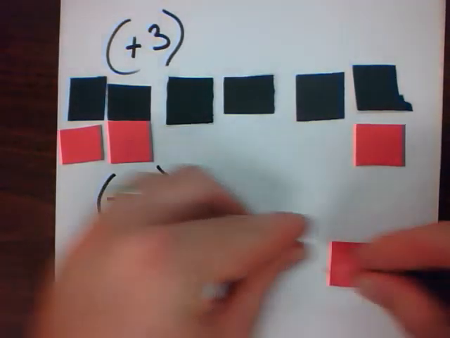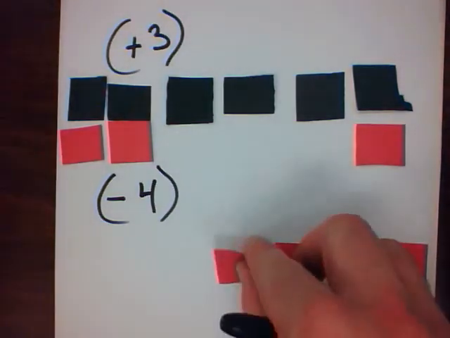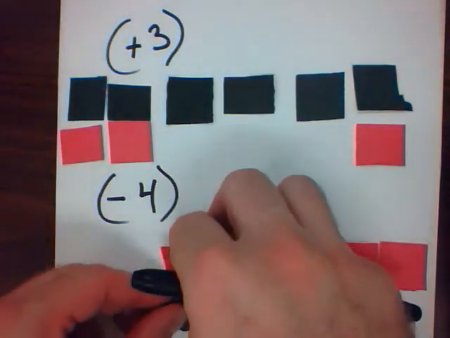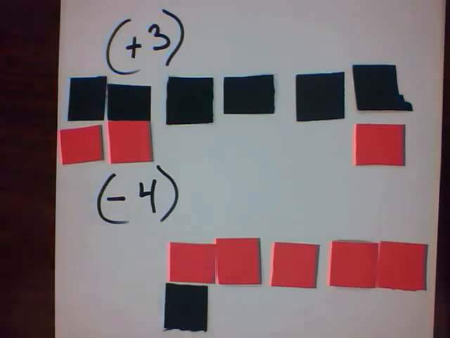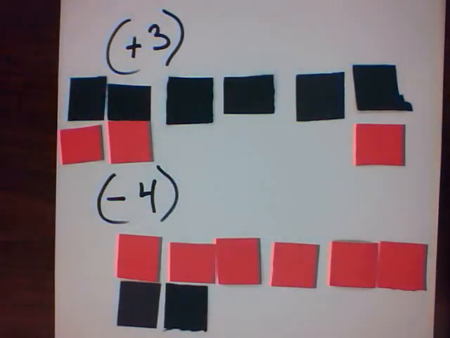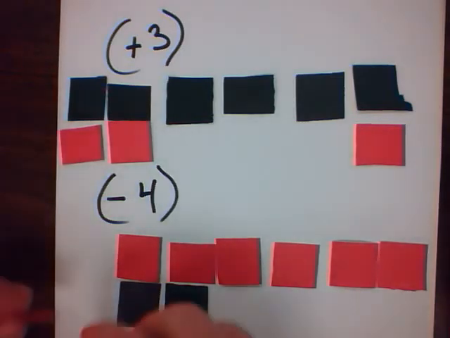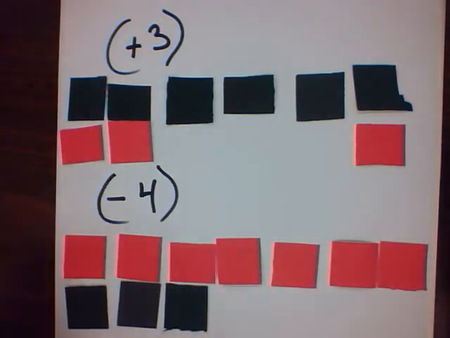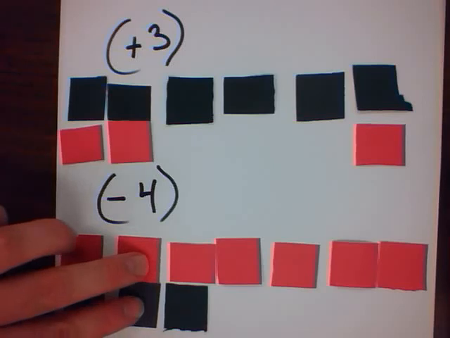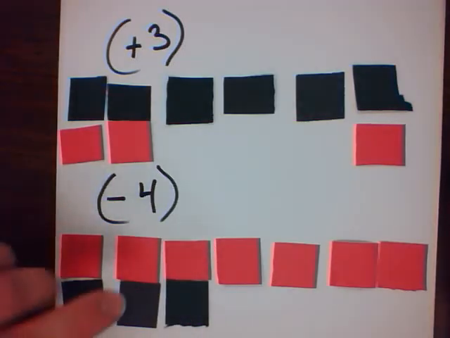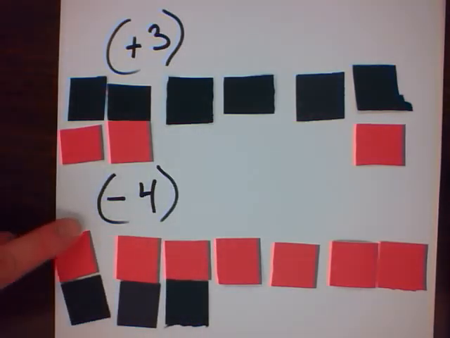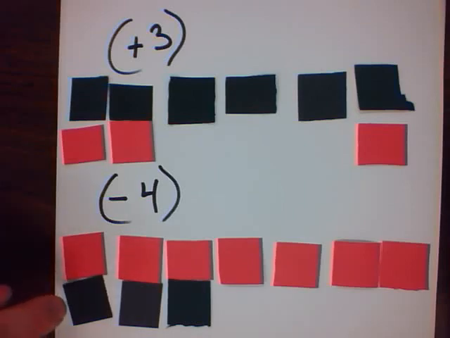If I have my negative 4 that I start with, once again, this is still negative 4. This is still negative 4. And this is still negative 4 because these are zeros. And we're going to come back to this topic later on in different lessons.